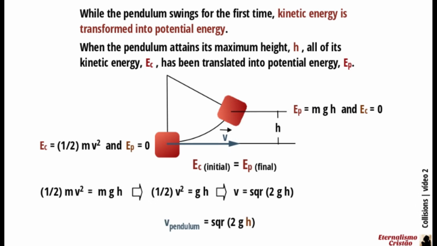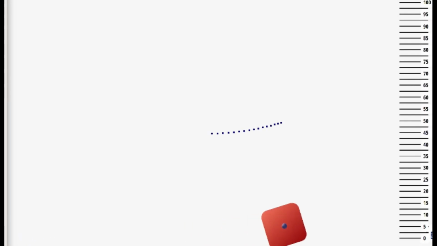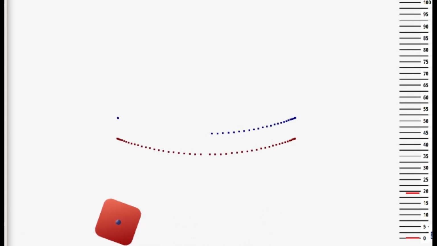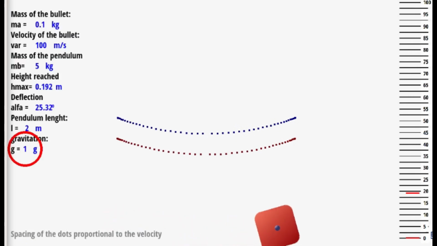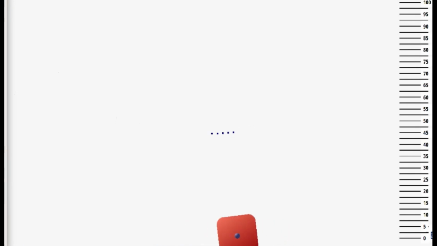The velocity of the pendulum after being hit by the bullet is easily related to the maximum height it attains. In low gravitation, the pendulum has to go higher in order that the potential energy can equal the value of the kinetic energy that disappeared. In high gravitation, less height is necessary.